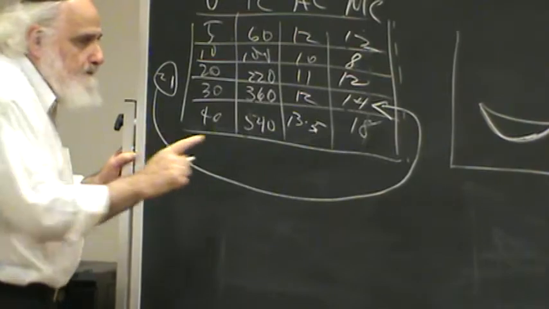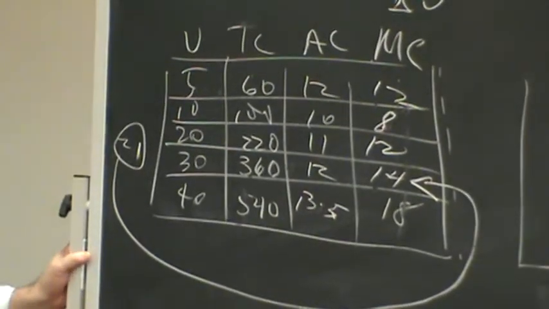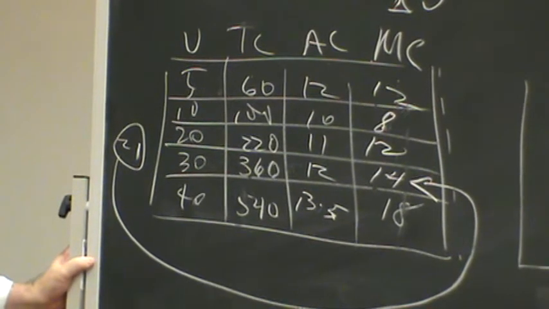The 21st one he does not produce, even though the average cost is 12. Because he decides one at a time. Should I produce this one, the next one, the next one? And when he gets up to the 21st one, it cost him 14, so it's not worth it to him to produce, even though on average it's only 12.